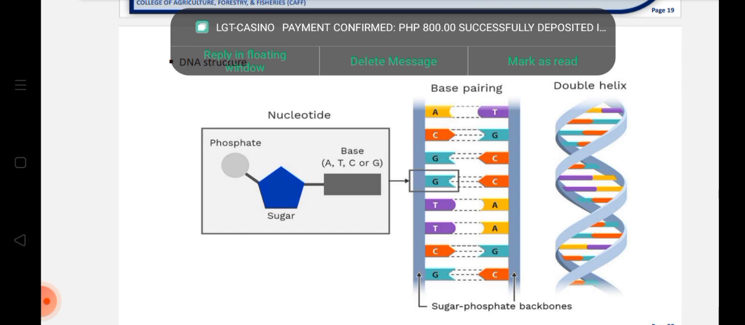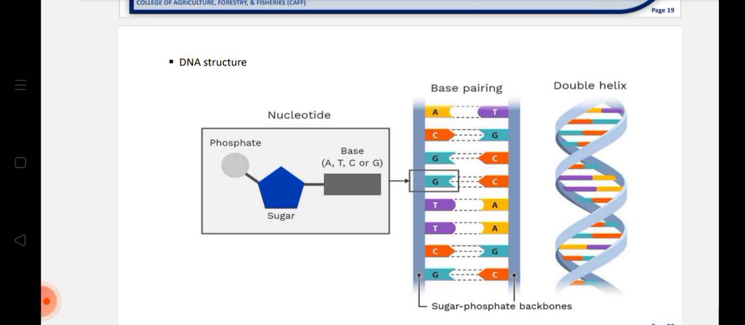deoxyribose. And a nitrogenous base, so it's either adenine, thymine, okay, adenine for A, thymine for T, cytosine for C, or guanine for G. These bases pair specifically, so adenine will pair with thymine, and cytosine will pair with guanine, forming the rungs of the DNA ladder. So the sides of the ladder are made of alternating sugar and phosphate groups, creating the sugar-phosphate backbone. Together, the two strands twist into a double helix, which is the iconic shape of DNA.